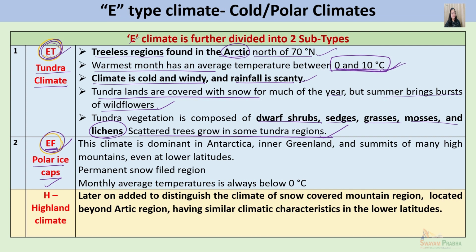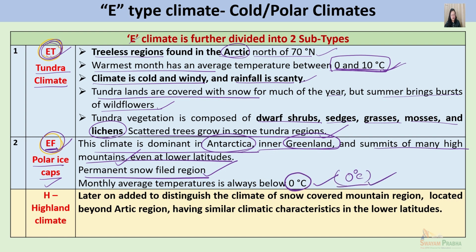So these areas are completely under ice whole year round. This climate is dominant in Antarctica, inner Greenland, and summits of many high mountains even at lower latitudes. So these areas have permanent snowfield regions and the monthly average temperature is always below 0 degrees Celsius. So they are always covered under ice.